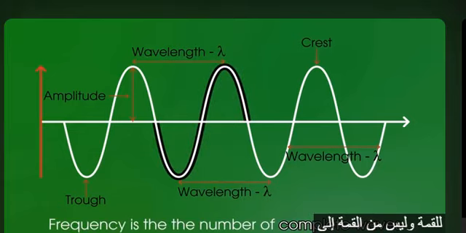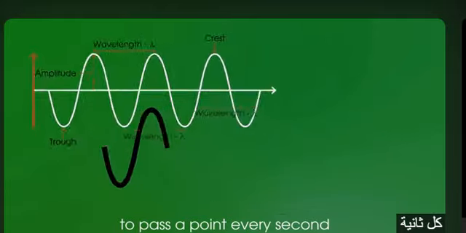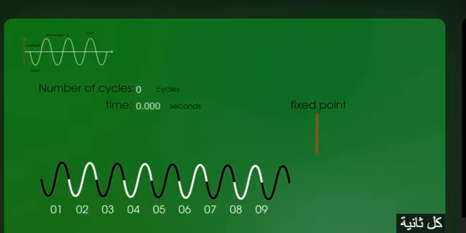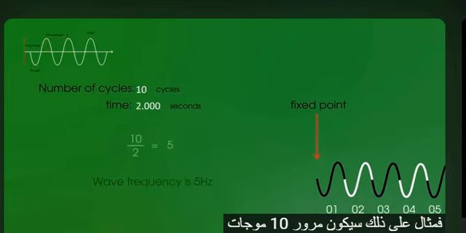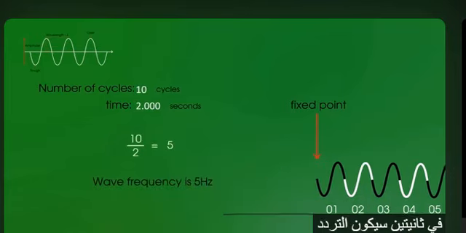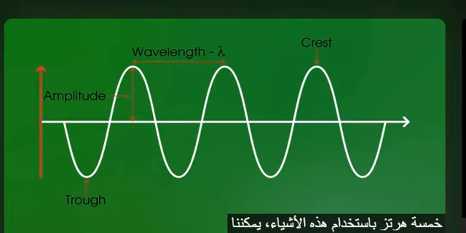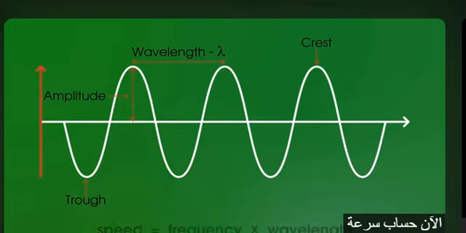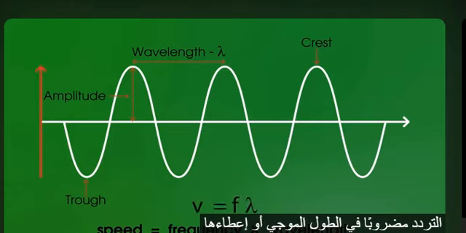Finally, frequency, which is the number of complete waves to pass a point every second, and it's given the unit of hertz. So an example of this would be if 10 waves pass in 2 seconds, the frequency would be 5 hertz. Using these things, we can actually now calculate the speed of a wave using the equation speed equals frequency times wavelength, or to give it in symbol form, v equals f lambda.